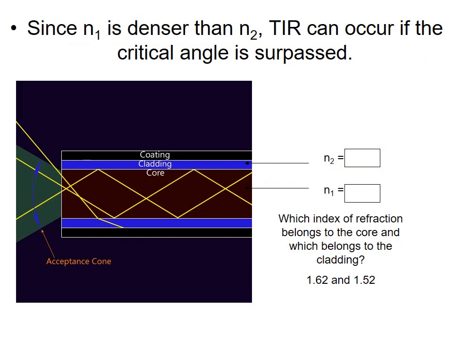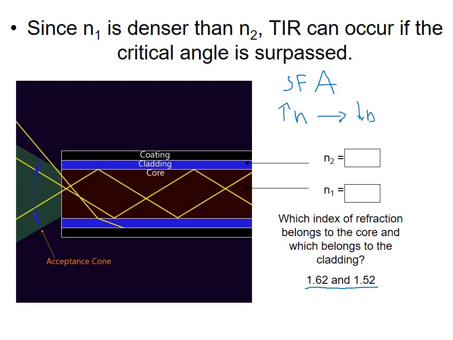So if we look over here, we have two choices. We have our cladding and we have our core. Now, the index of refraction for the cladding and core could either be 1.62 or 1.52, and we have to place where they actually go. So remember that total internal reflection can only occur if you're going from a slow to a fast medium, right? You want that SFA scenario. So what that means is you need to go from a high N to a low N medium.